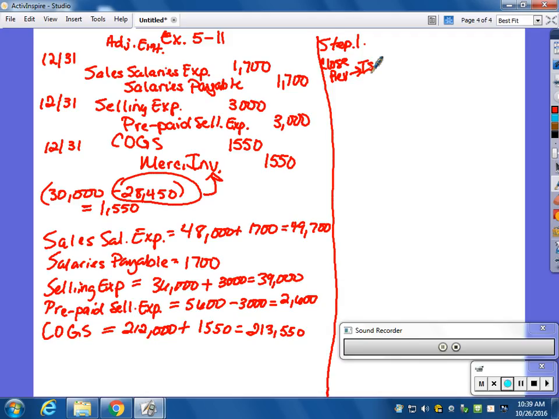You just have a few added accounts such as discounts and sales returns and allowances. So step one is closing revenue to income summary. We debit sales for how much? 529,000, and we credit income summary, the same amount.